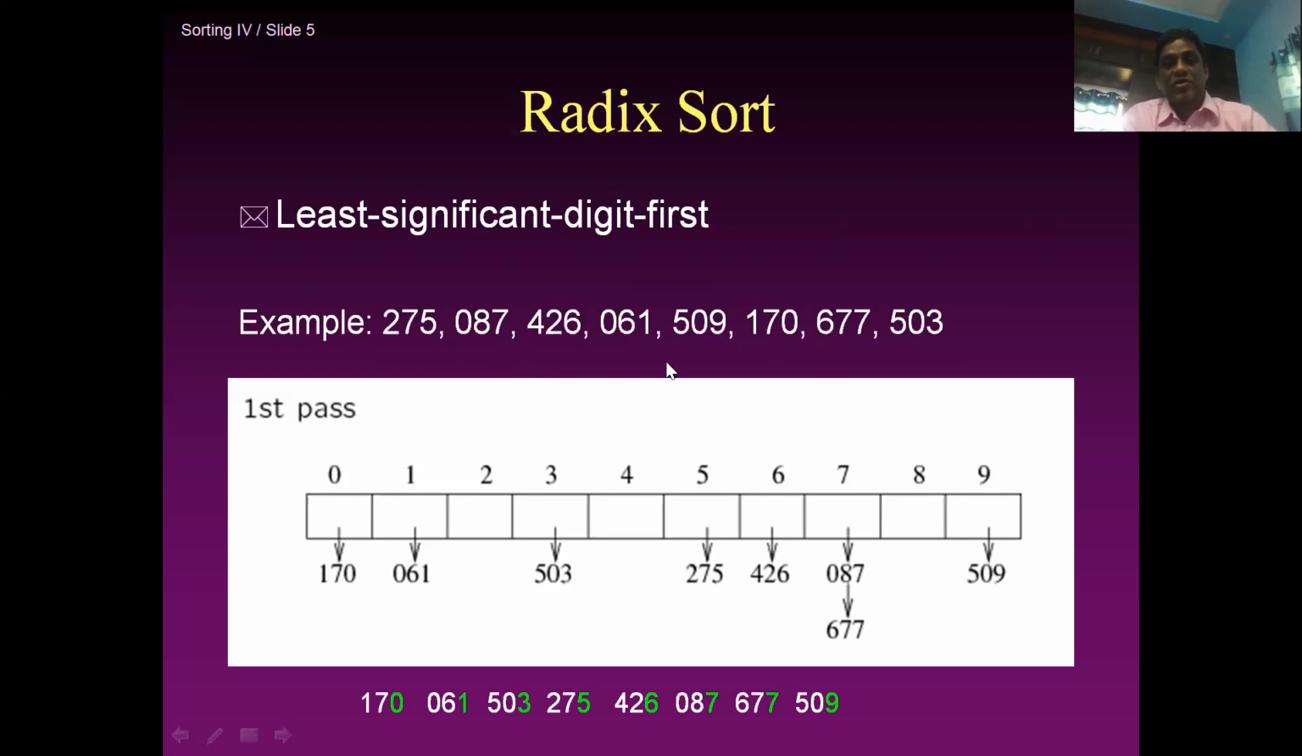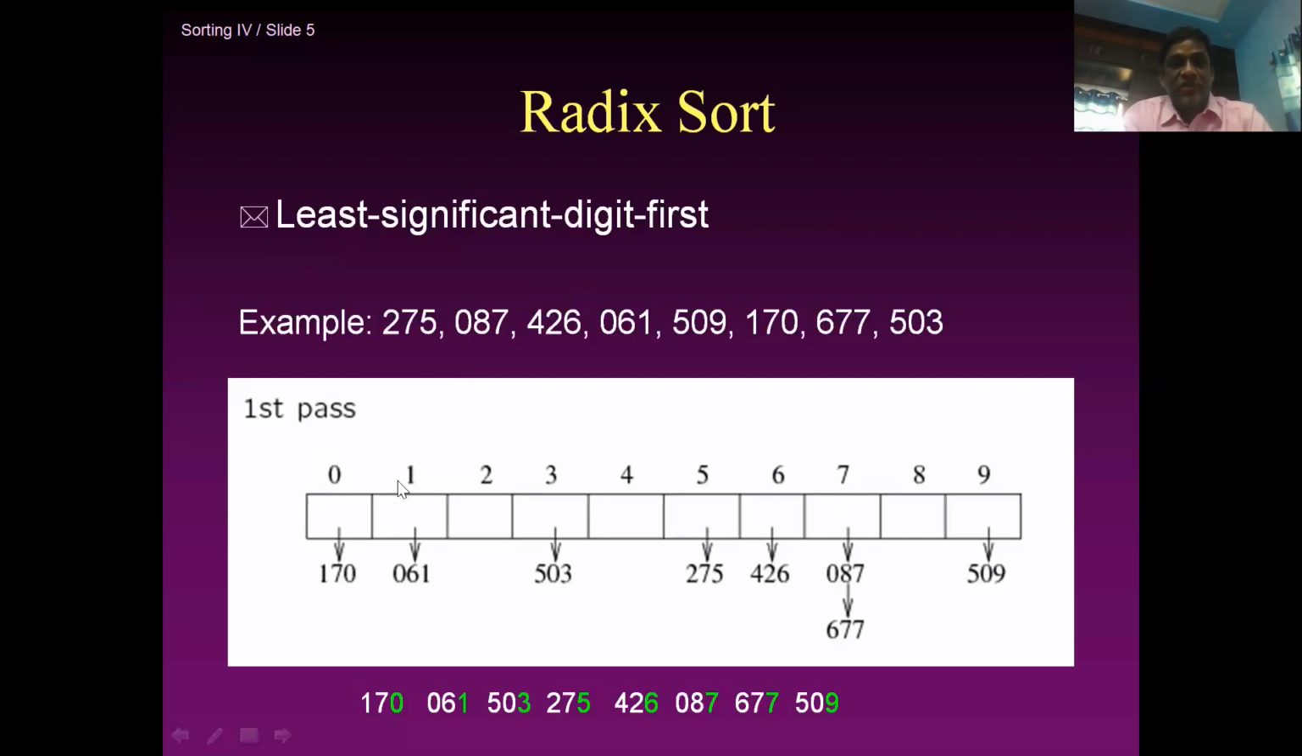Okay, so because 677 has 3 digits, all the numbers in the list must be made as 3-digit numbers. If required, you can push some zeros before the number. Otherwise, there is no need. Okay. Now let us understand the first pass.